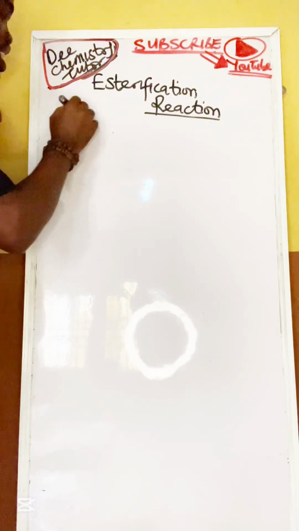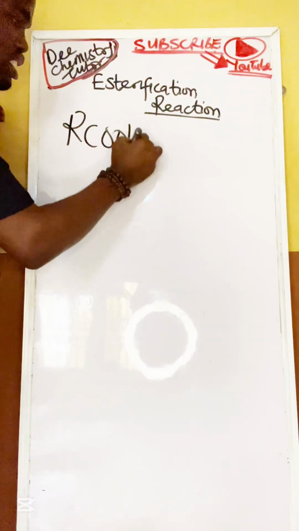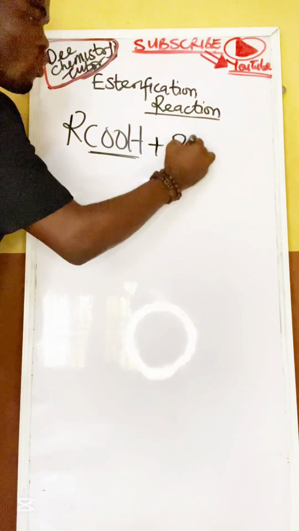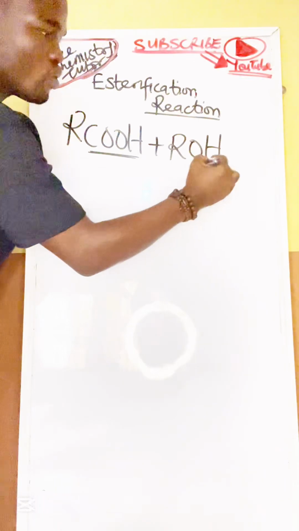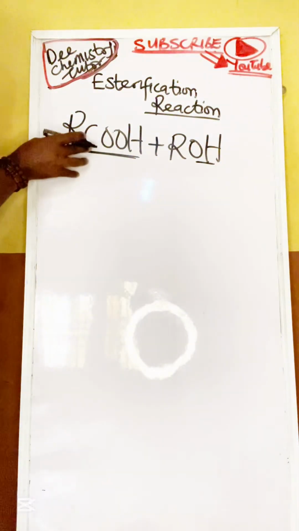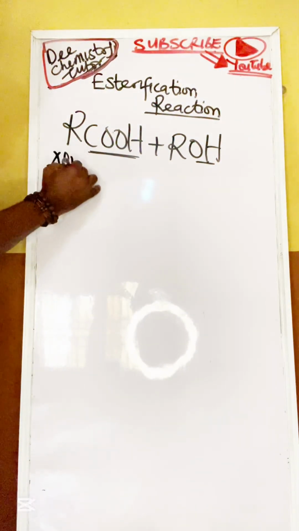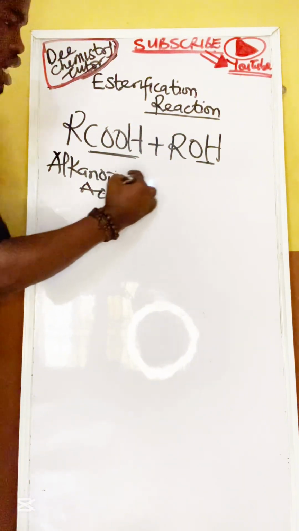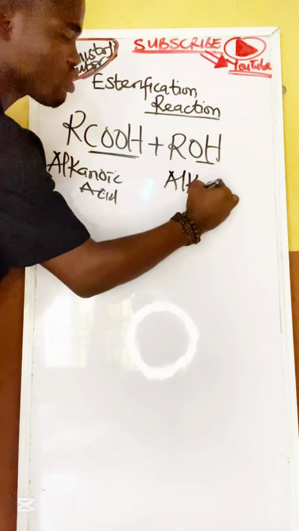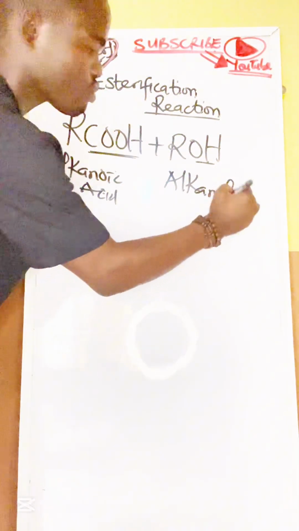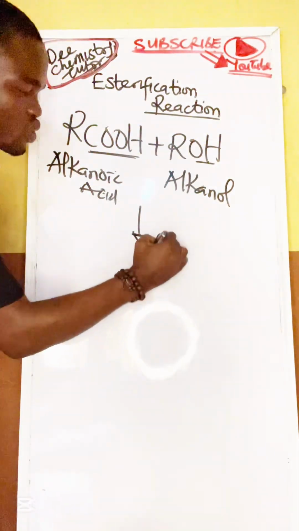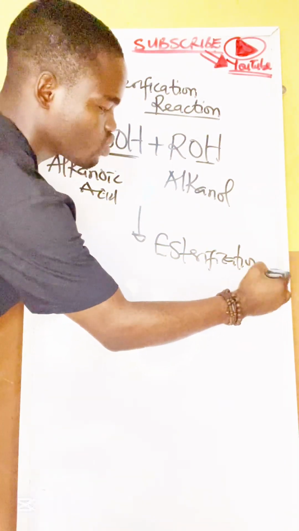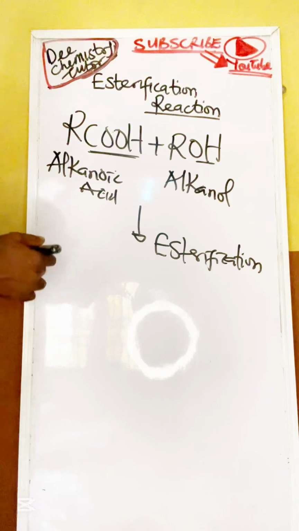What are they? The alkanoic acid, right? This is an acid, and the alcohol, OH. So a reaction between an alkanoic acid and an alkanol is what we refer to as what? Esterification reaction. Now, there's a way to name it, and that's what is important to me here.